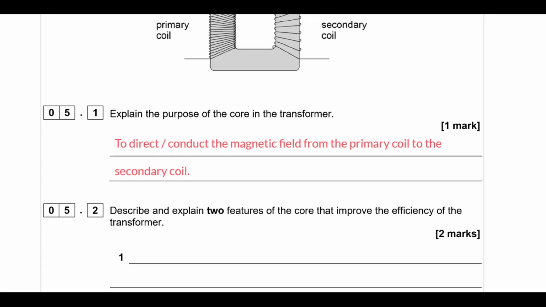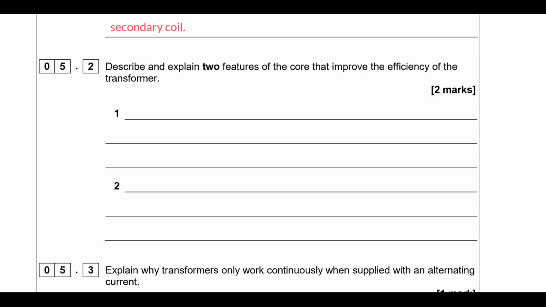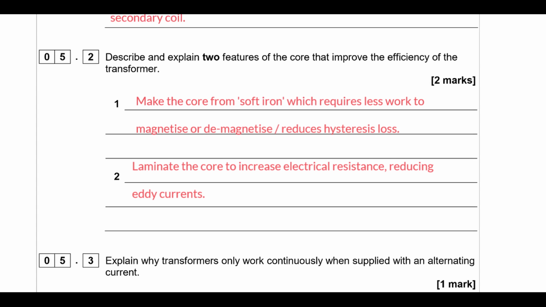Okay, so describe and explain 2 features of the core that improve the efficiency of the transformer. First, we make it from soft iron, which reduces the amount of energy it takes to magnetize and demagnetize, also known as hysteresis loss. And we also laminate the structure to reduce the eddy current. So those are the 2 things we would change about the actual core. The other thing you could change is the resistance of the windings, but that's not part of the core, so that wouldn't be an answer to this. So let's put that down. All right, so that's what we've got there.